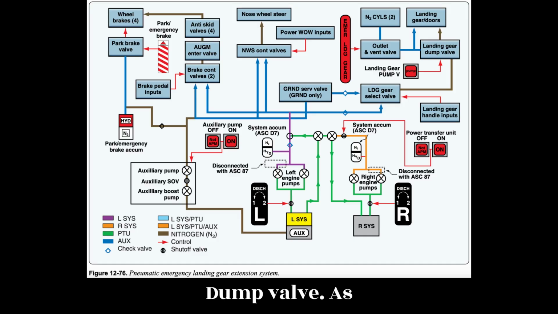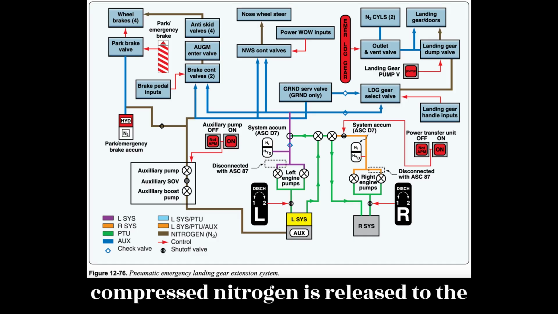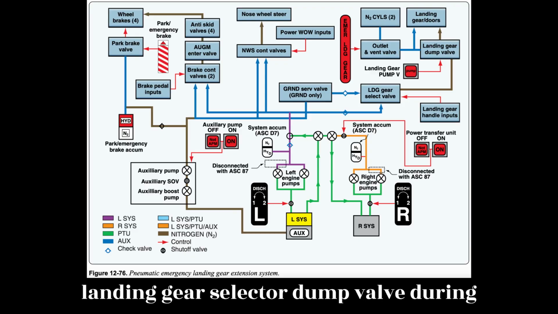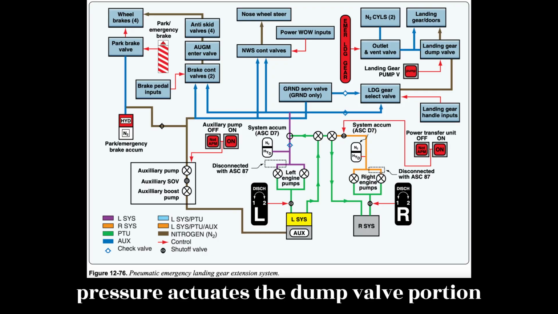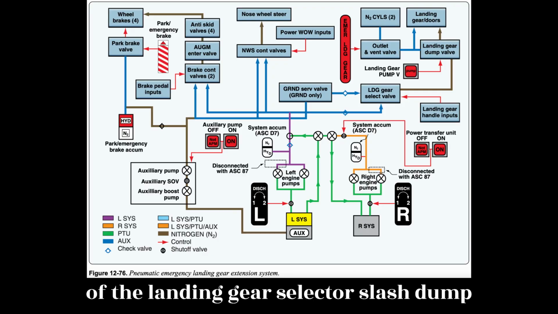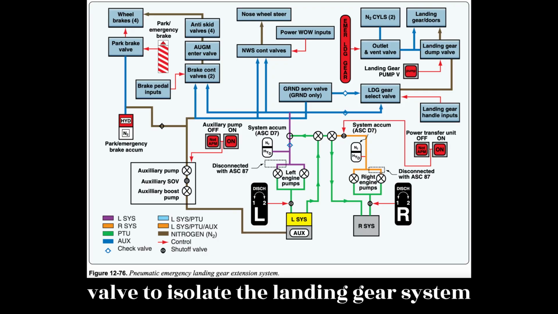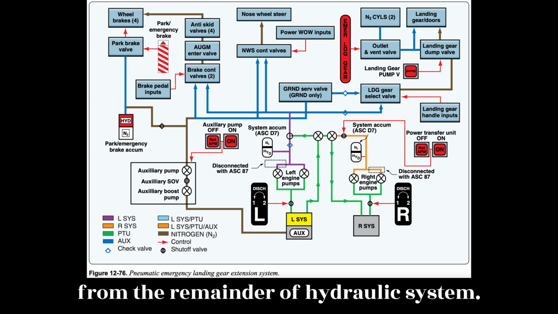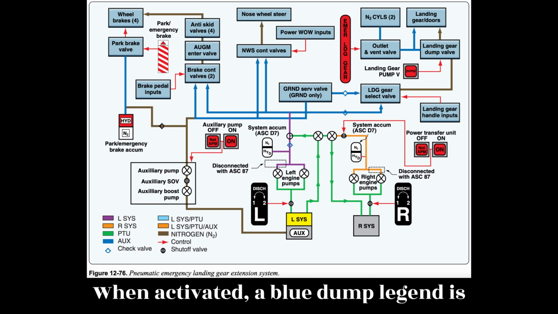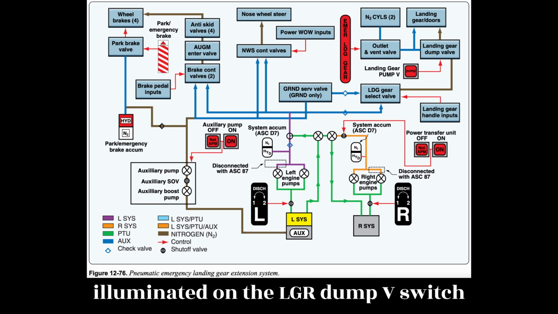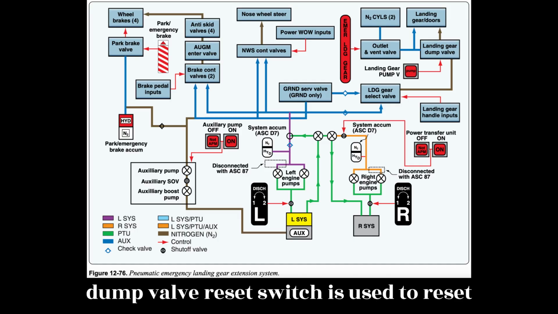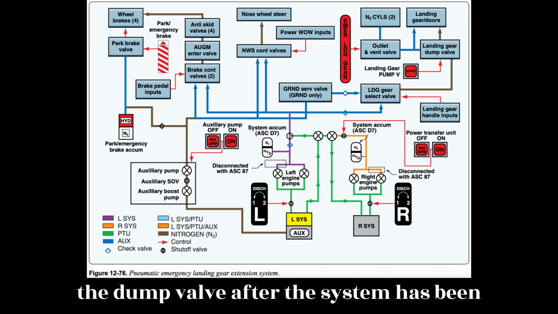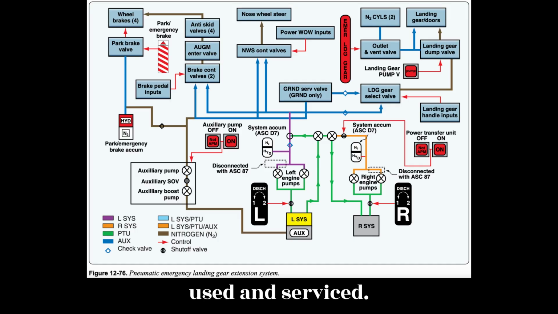Dump valve. As compressed nitrogen is released to the landing gear selector/dump valve during emergency extension, the hydraulic pressure actuates the dump valve portion of the landing gear selector/dump valve to isolate the landing gear system from the remainder of the hydraulic system. When activated, a blue dump legend is illuminated on the LDG-GR dump switch, located on the flight deck overhead panel. A dump valve reset switch is used to reset the dump valve after the system has been used and serviced.